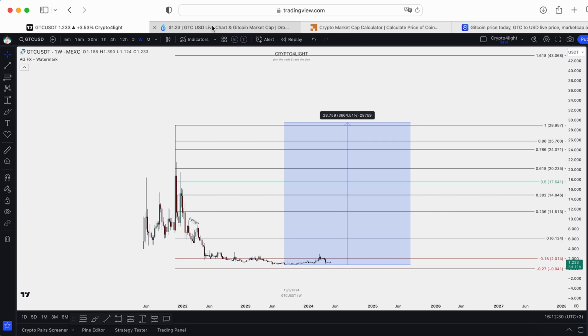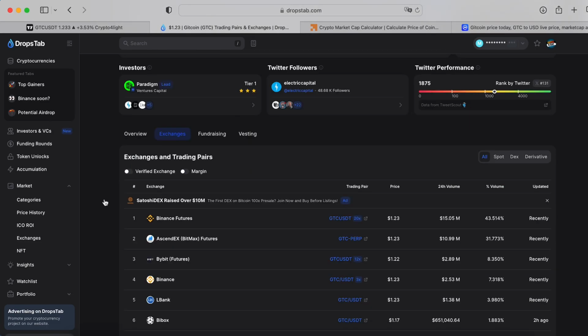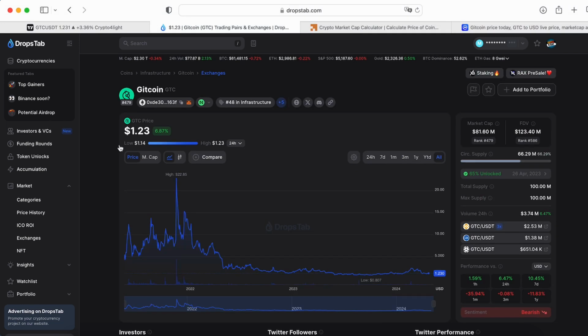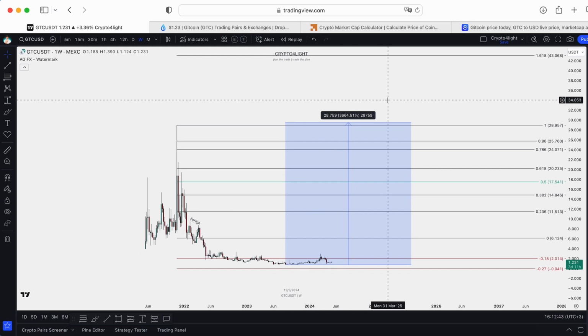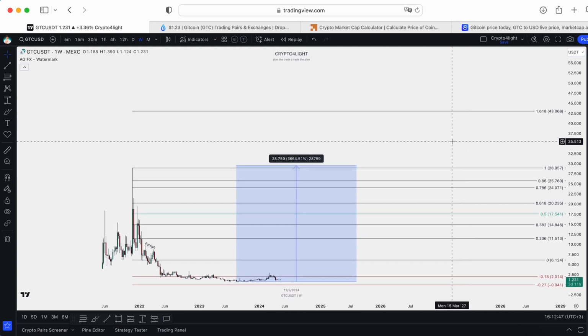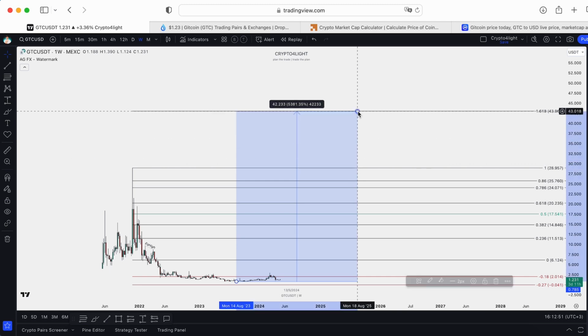You also have to know that Gitcoin is traded on all major exchanges, and Coinbase especially, right? I'm not telling you that if some coin is traded on Coinbase, it's something special. No, I just tell you it's okay because this coin got liquidity, got holders, got investors. Everything looks good at this current moment.